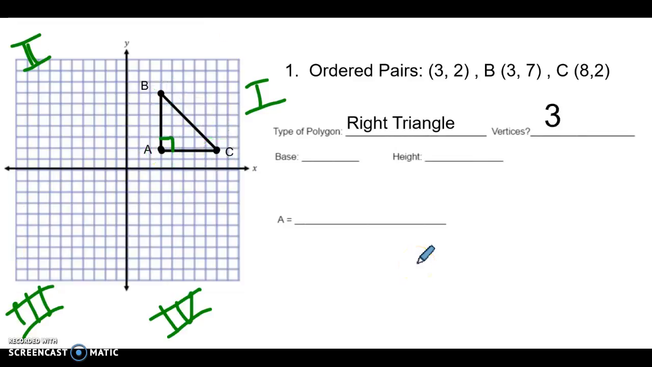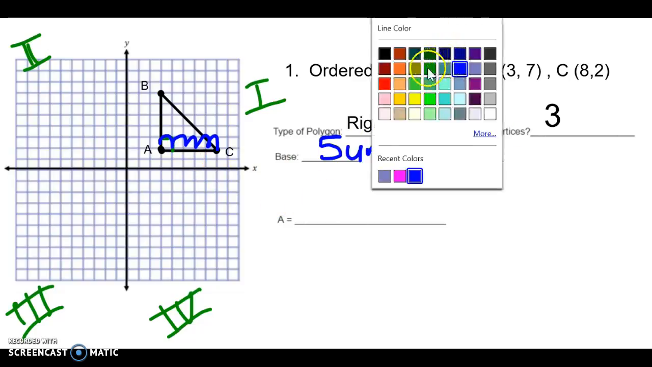Next, we're going to be looking at our base, which is the bottom. It's the line segment AC. That's actually our base, and we count along the line: 2, 3, 4, 5. So our base would be 5. And we don't know the measurement, so we're going to say it's units. And our height would then be, let's make it a different color, 1, 2, 3, 4, 5.